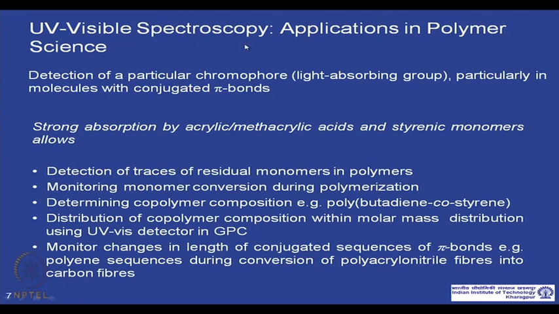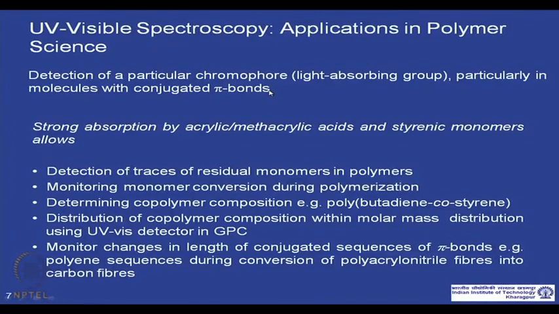So, how is UV spectroscopy applied in polymer science, in characterization of polymers? Basically, it is like how UV spectroscopy is applied for small molecules. For example, it helps in detection of particular chromophores, which means light absorbing groups present in the molecules. If we have groups like acrylic acid, methacrylic acid or styrenics which have a strong absorption, then this type of polymer helps us in detecting trace amounts of residual monomers.